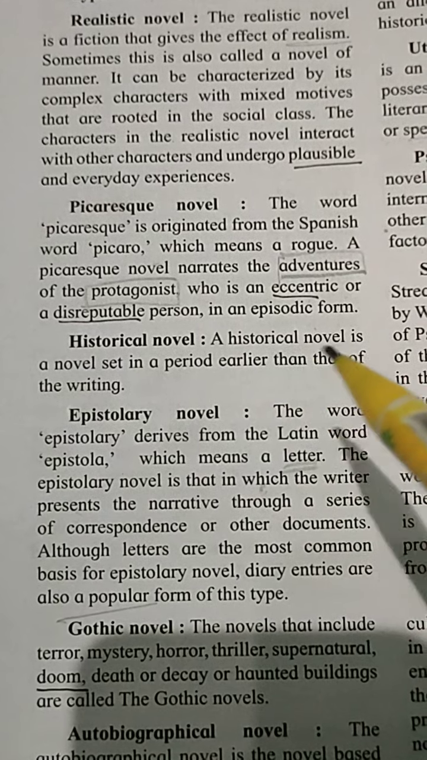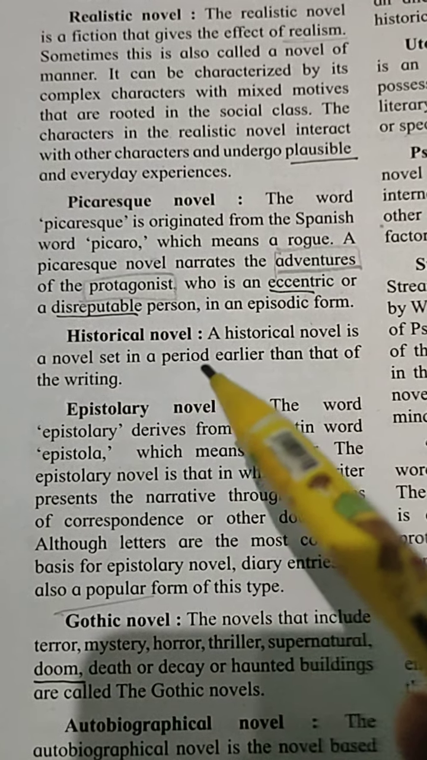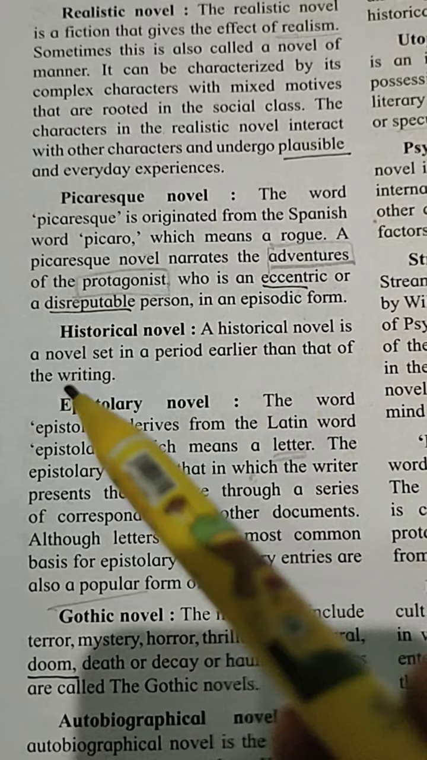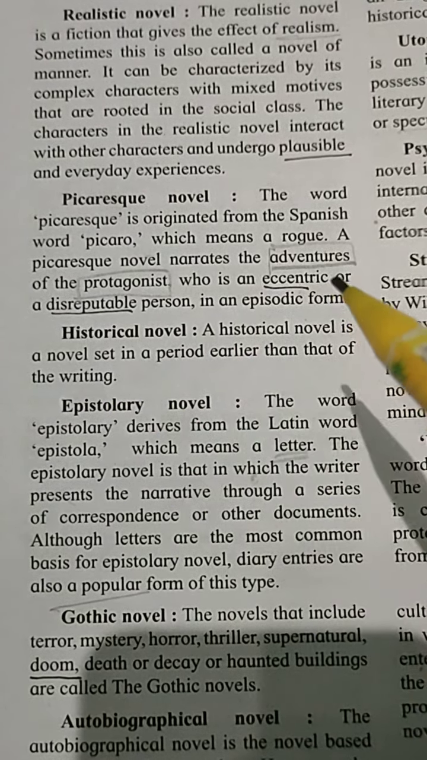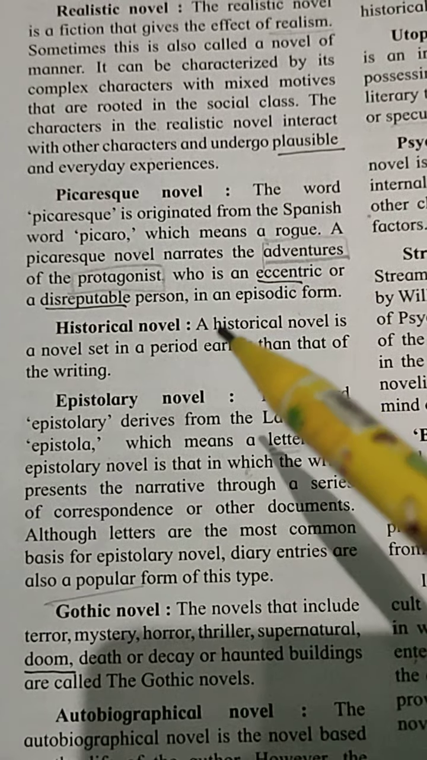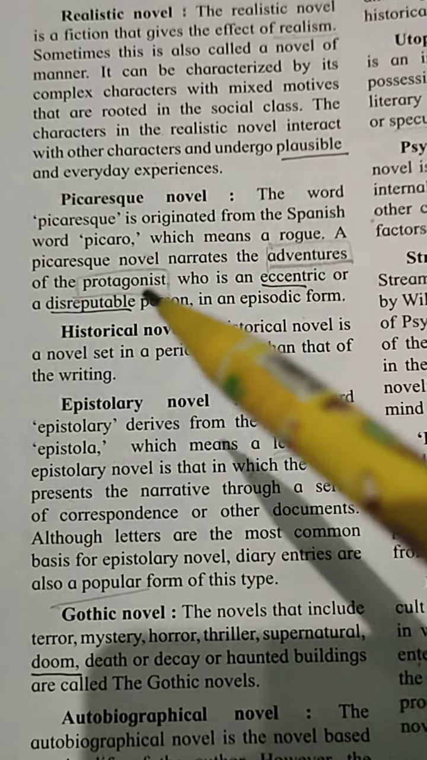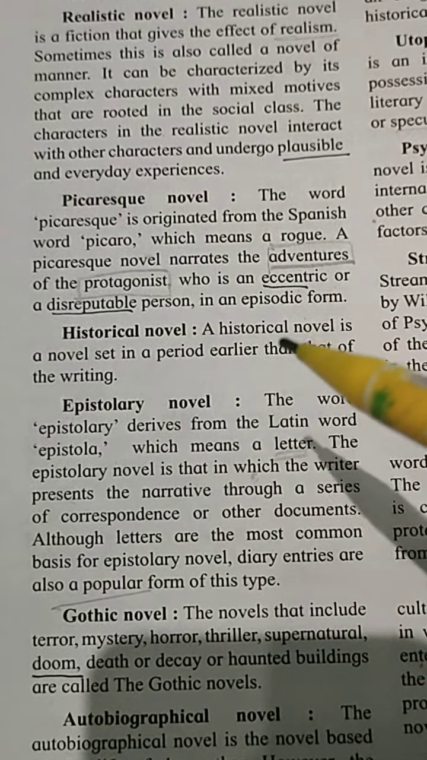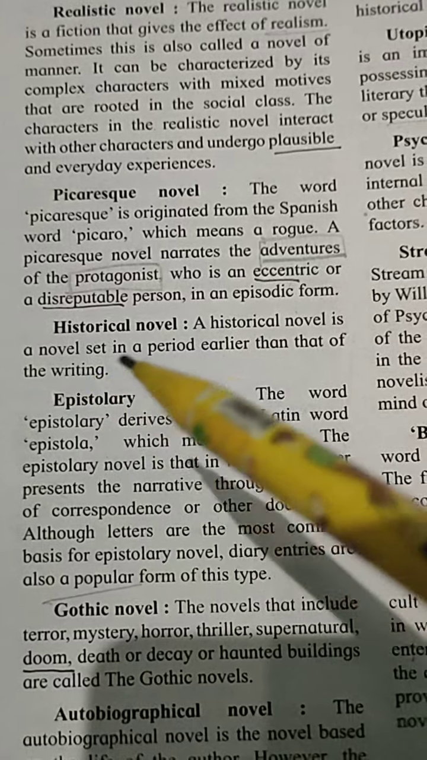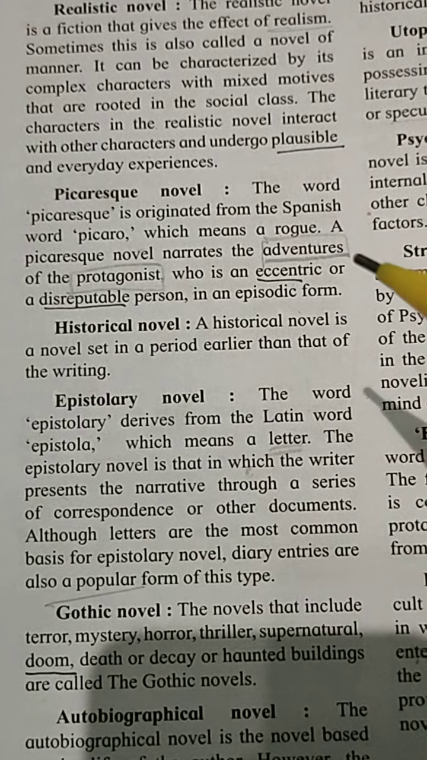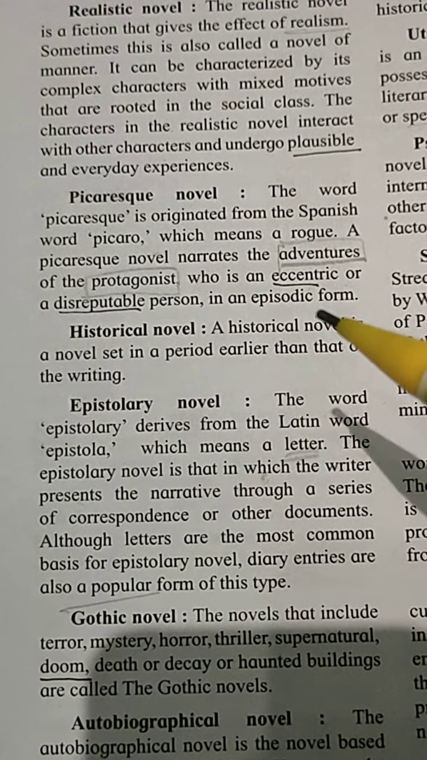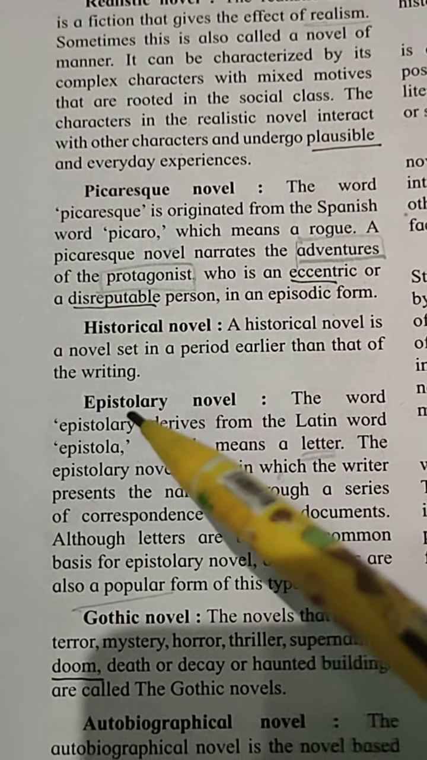Historical novel. A historical novel is a novel set in a period earlier than that of the writing. It means the novel is set in some ancient period, and afterwards the sequence of the period is mentioned in the novel.